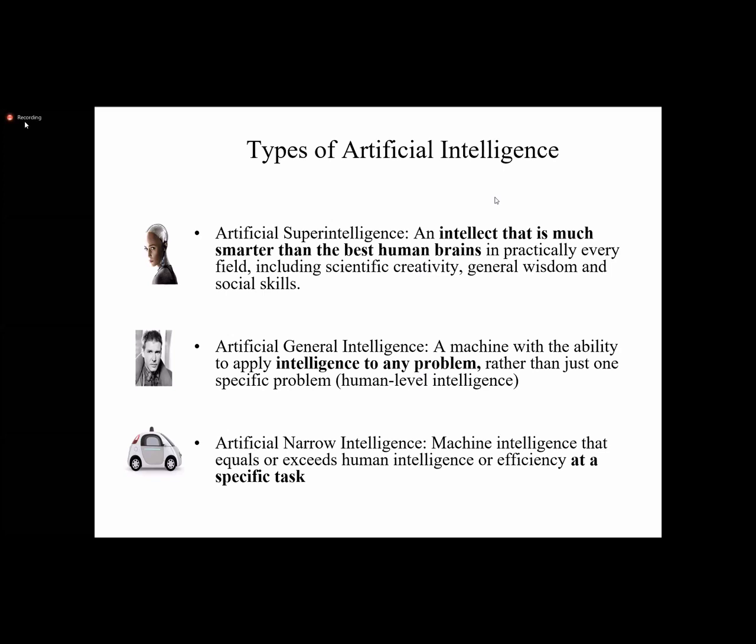Like we have driverless cars, and pilotless drones. So these are the examples that come under artificial narrow intelligence, where we have to give a specific command to these devices and they perform a specific task.